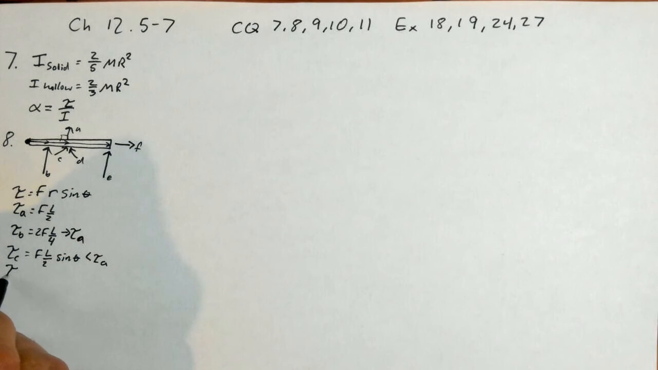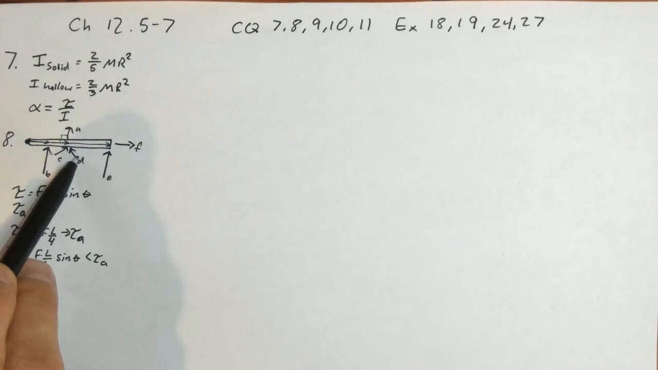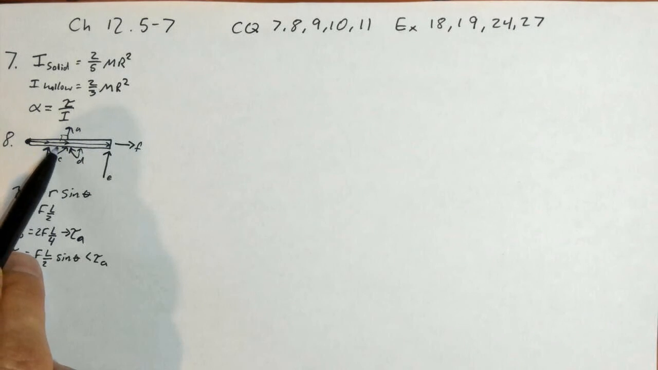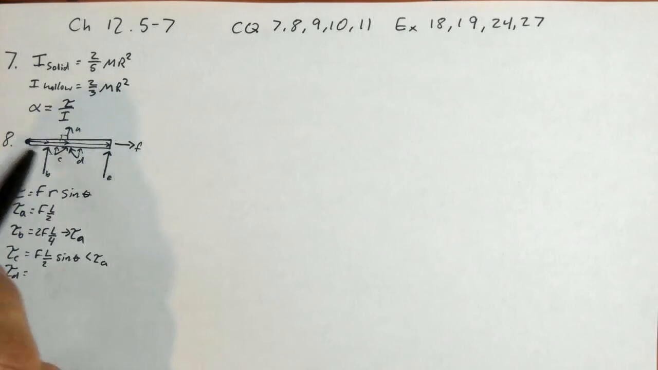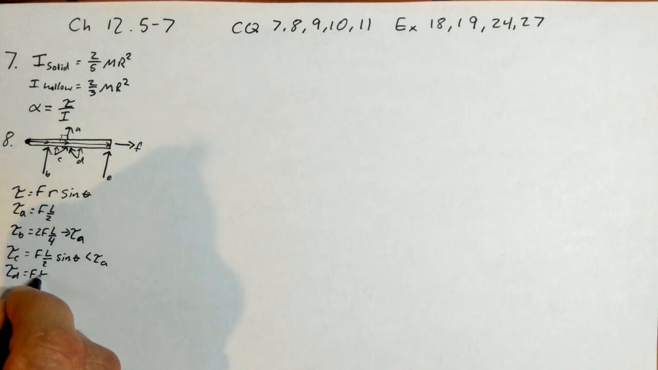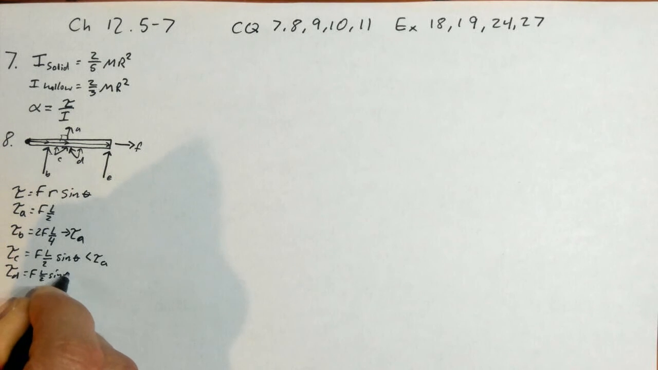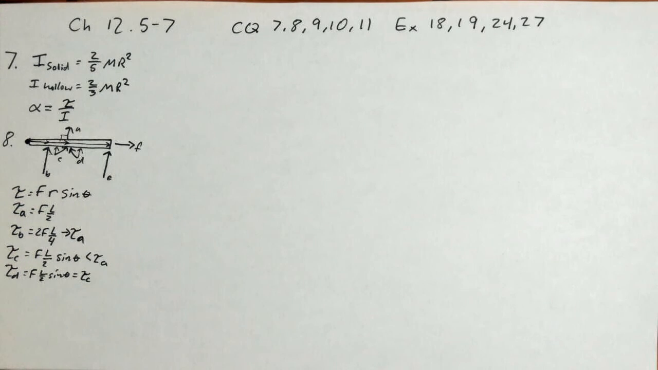What about tau D? What can you say about tau D? It gives the same value as tau C. It doesn't matter what angle, they have the same perpendicular components. That's all that this sine of theta is doing, is finding how much is perpendicular, and they have the same. So this is going to be the same thing, FL over 2 sine of alpha equals tau C, which was less than tau A.